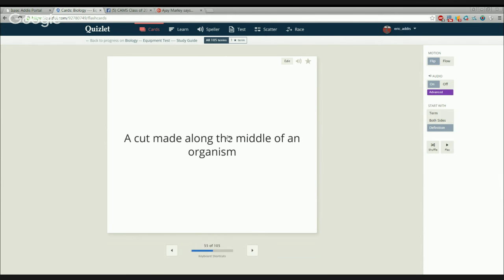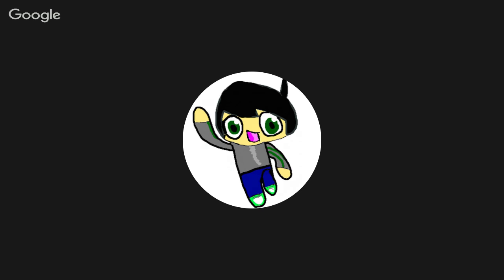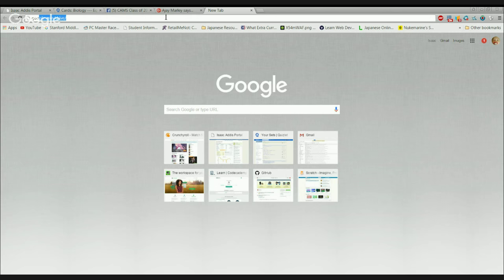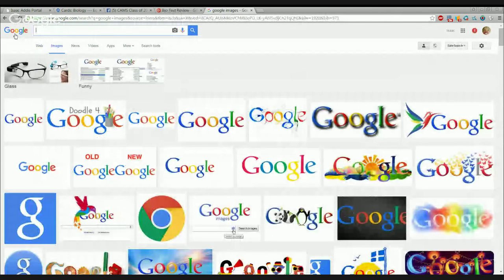A cut made along the middle of an organism. So let me take you to Google. Are you guys all seeing this? Okay. And then we're just going to go to Google Images.